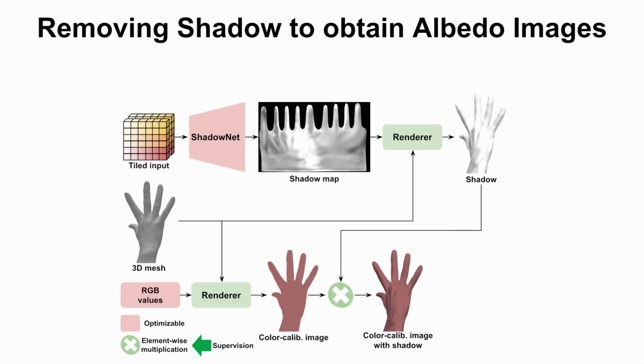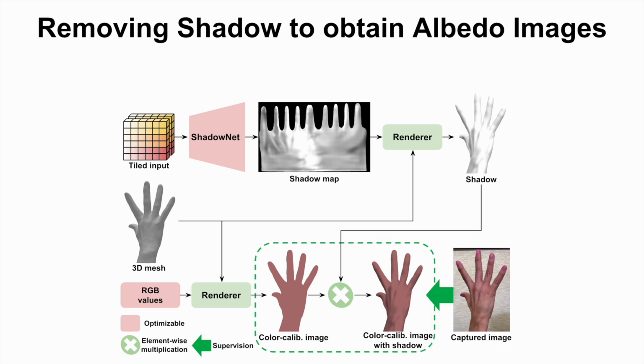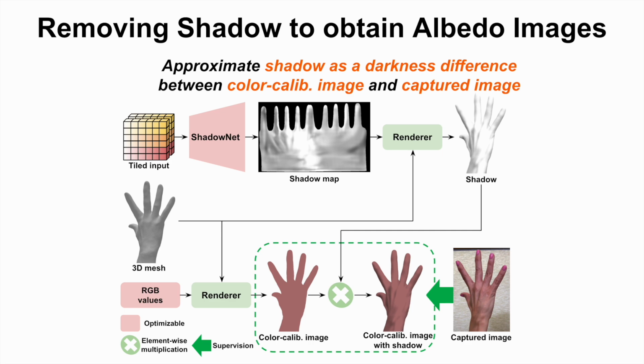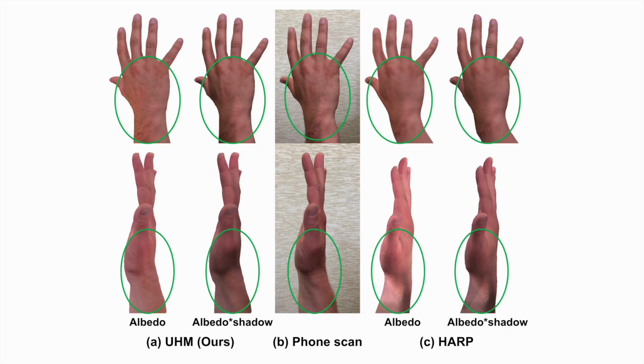Then we render a color graded image by using optimizable RGB values. We supervise the color graded image and the color graded image with shadow using the captured image. In this way, we can approximate shadow as the darkness difference between the color graded image and the captured image. This shows the comparison to the previous physically based rendering approach. Ours disentangles albedo and shadow much better than the previous work.